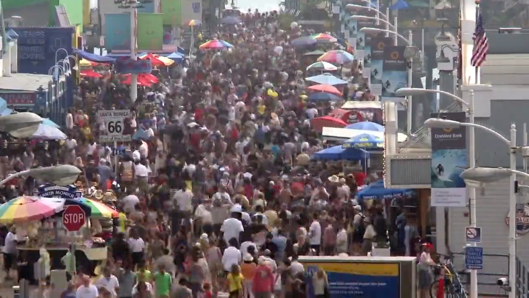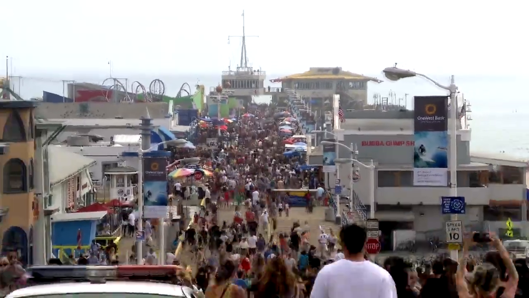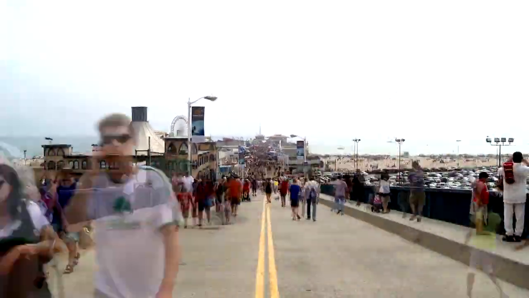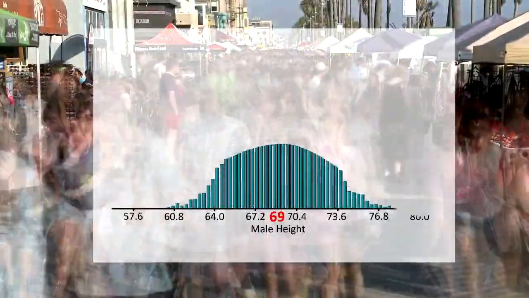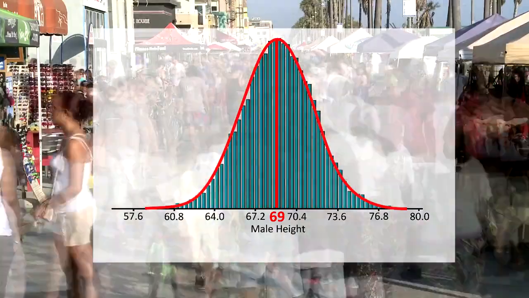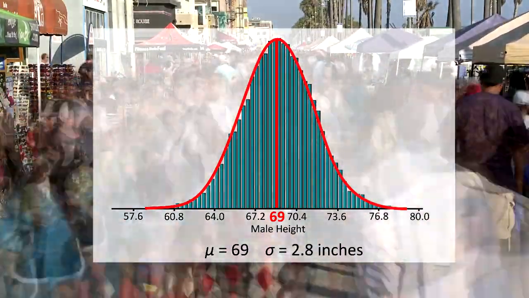Here's another example to help better understand the relationship between sample and population. This example is based on the heights among the U.S. population of all adult males. As you can see, it follows a normal distribution with a mean of 69 inches and a standard deviation of 2.8 inches. Let's say that a sample of 200 males was chosen and their heights were recorded.